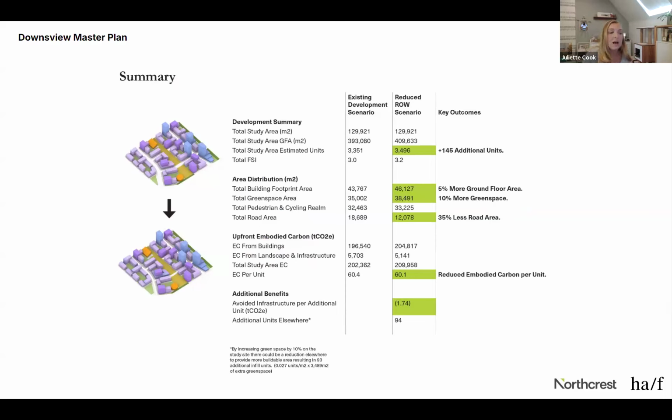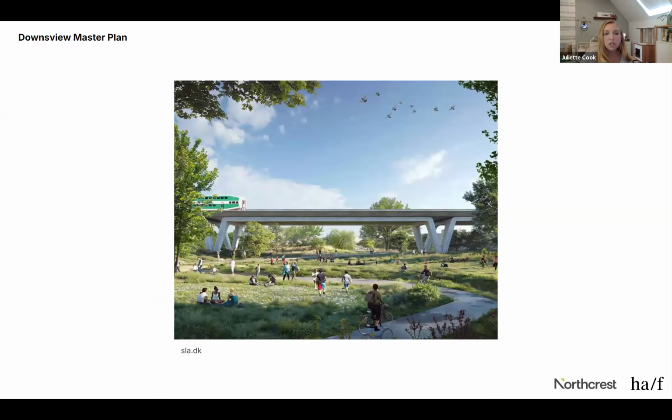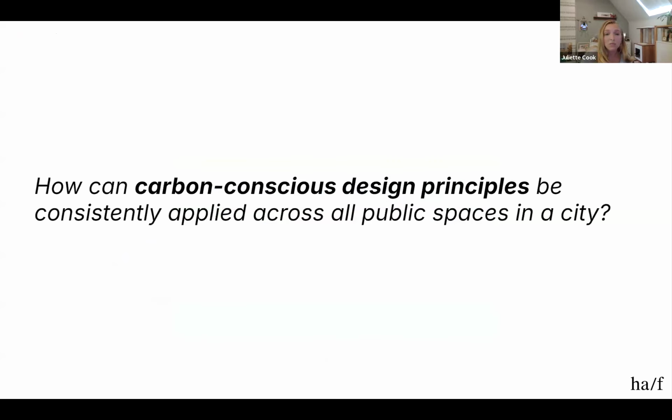So we saw an increase in the amount of green space. We saw an increase as well in the amount of floor area and the addition of about 145 units, with, alongside that, the goal of assessing carbon, reduced embodied carbon per unit as well. And so this project really demonstrates that master plans that take a long-term holistic view of development can help to inform designers and hopefully help to bubble up and inform guidelines that seek to achieve lower carbon designs across the whole city. And so this is where the challenge really lies, is applying these principles consistently throughout Toronto or the GTHA.